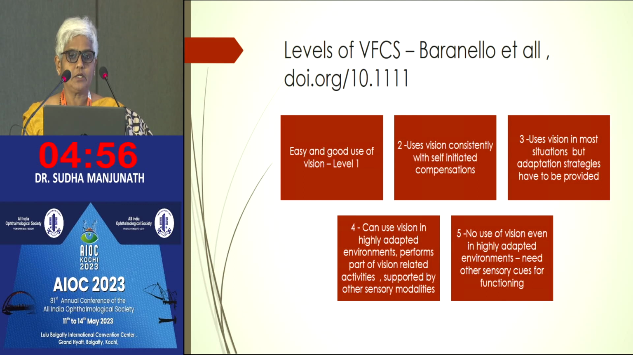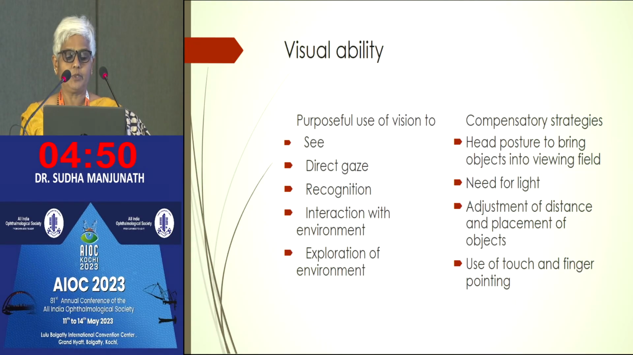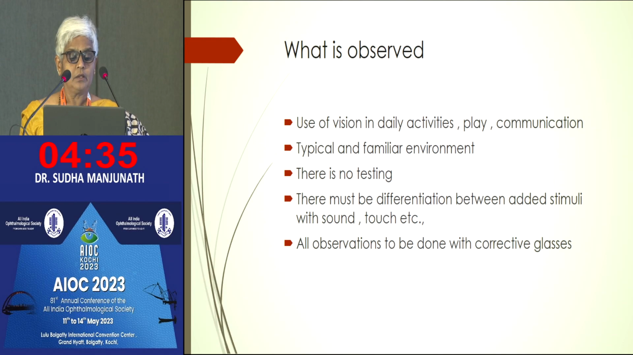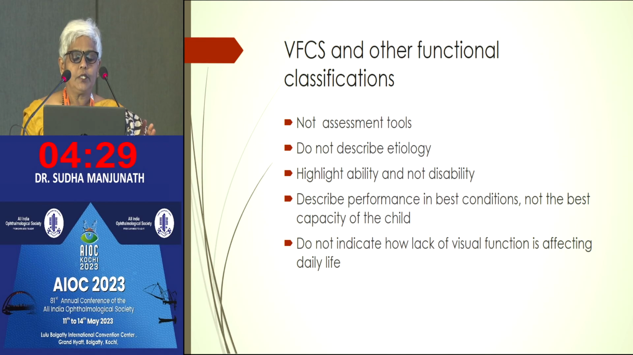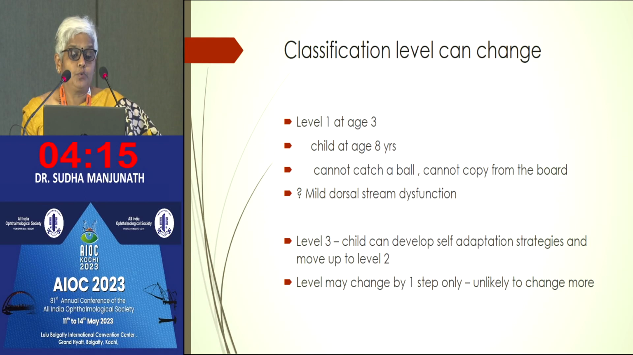Level 1 is easy and good use of vision, and in level 5, the child has no vision even in highly adapted environments. So they have defined what purposeful use of vision is, that is to see, recognize, interact, and what compensatory strategies children can use in order to achieve that, either on their own reflexively or if they are taught. So this only defines the use of vision in day-to-day activities. It is not an assessment tool, it does not describe etiology, it only describes how the child is performing in best conditions. His actual ability, capacity to improve may be much more than this.